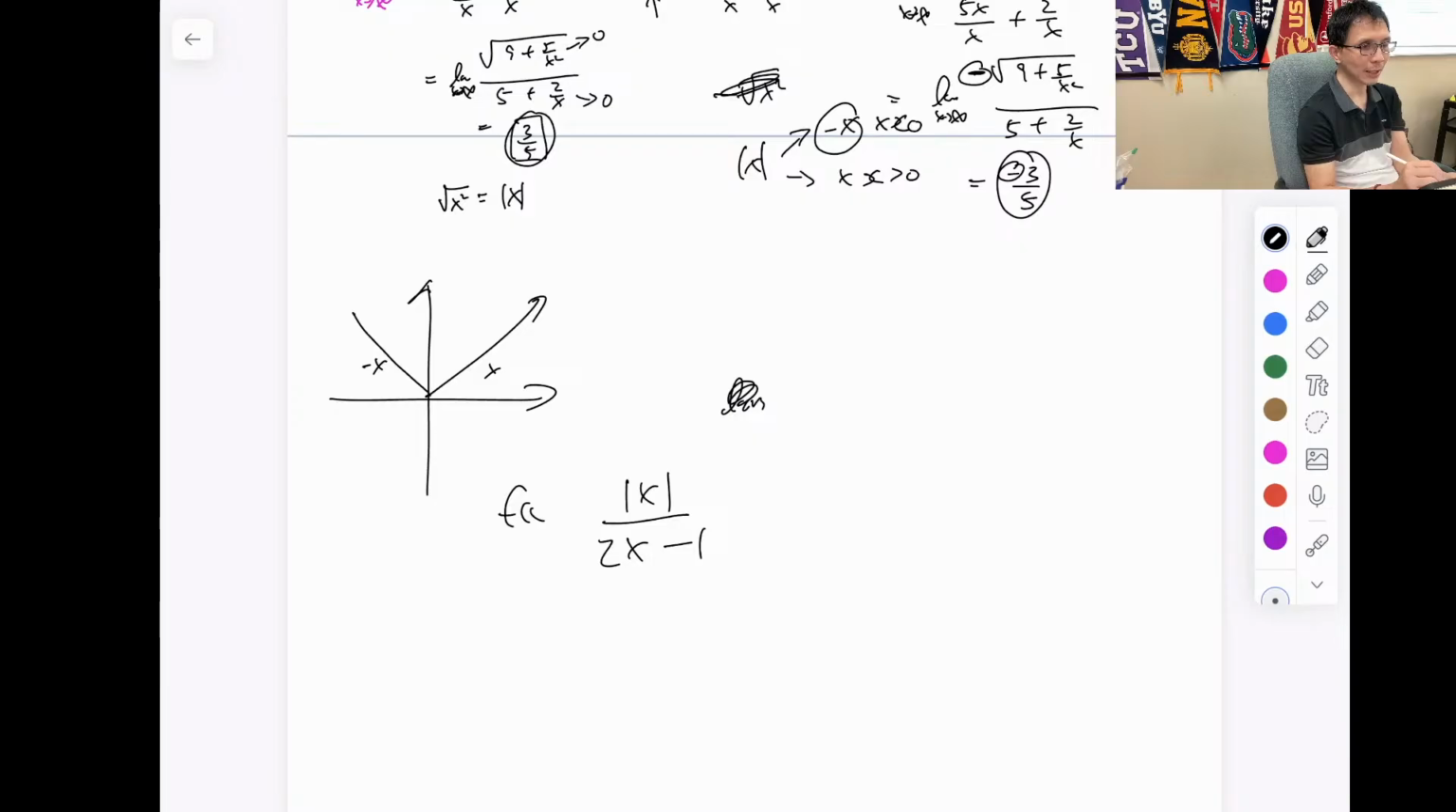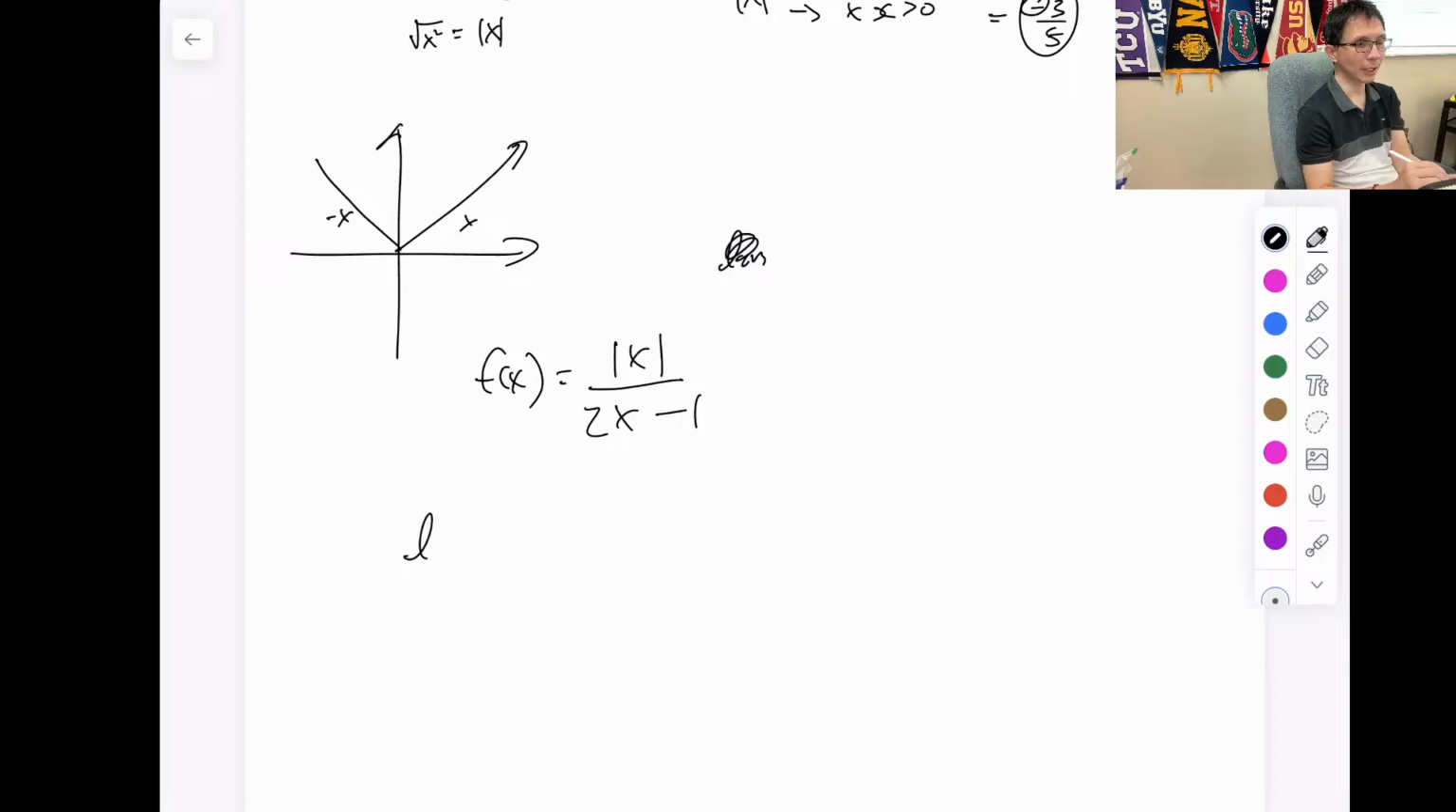So this is f of x, and let's say I want to find the horizontal asymptote here. I'm going to treat it as the limit as x approaches infinity of x over 2x minus 1. But if I approach negative infinity, I'm just going to write it like this: negative x over 2x minus 1, because I'm approaching the left side. 2x is always positive. Only the top part can be negative or positive.